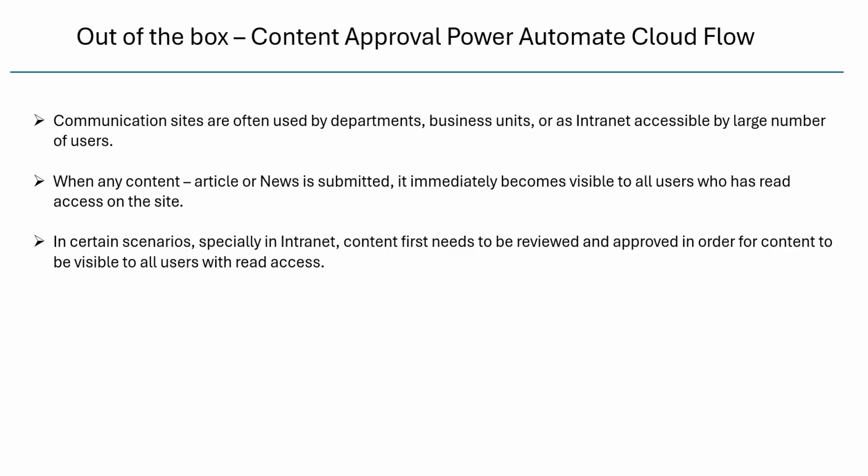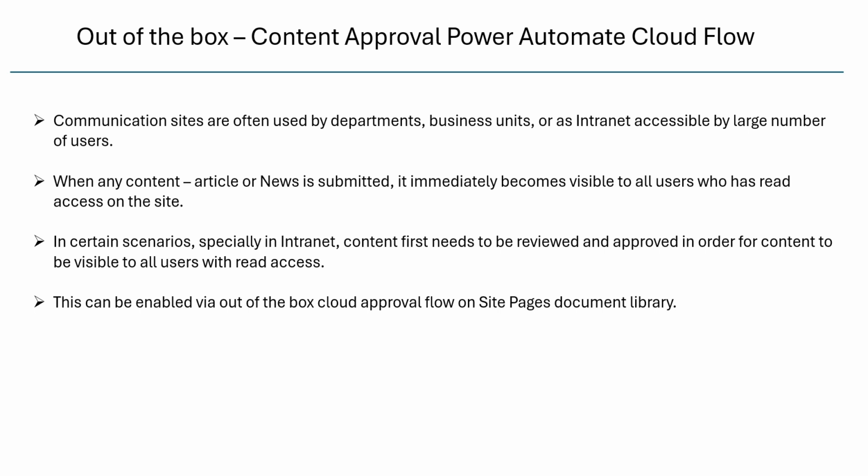In certain scenarios, especially in the intranet, the content first needs to be reviewed and then approved in order for that content to be visible to all users with the read access. This can simply be achieved via the out-of-the-box cloud approval flow on the site pages document library of the respective site. So let's see how we configure that, and let's see that in action.